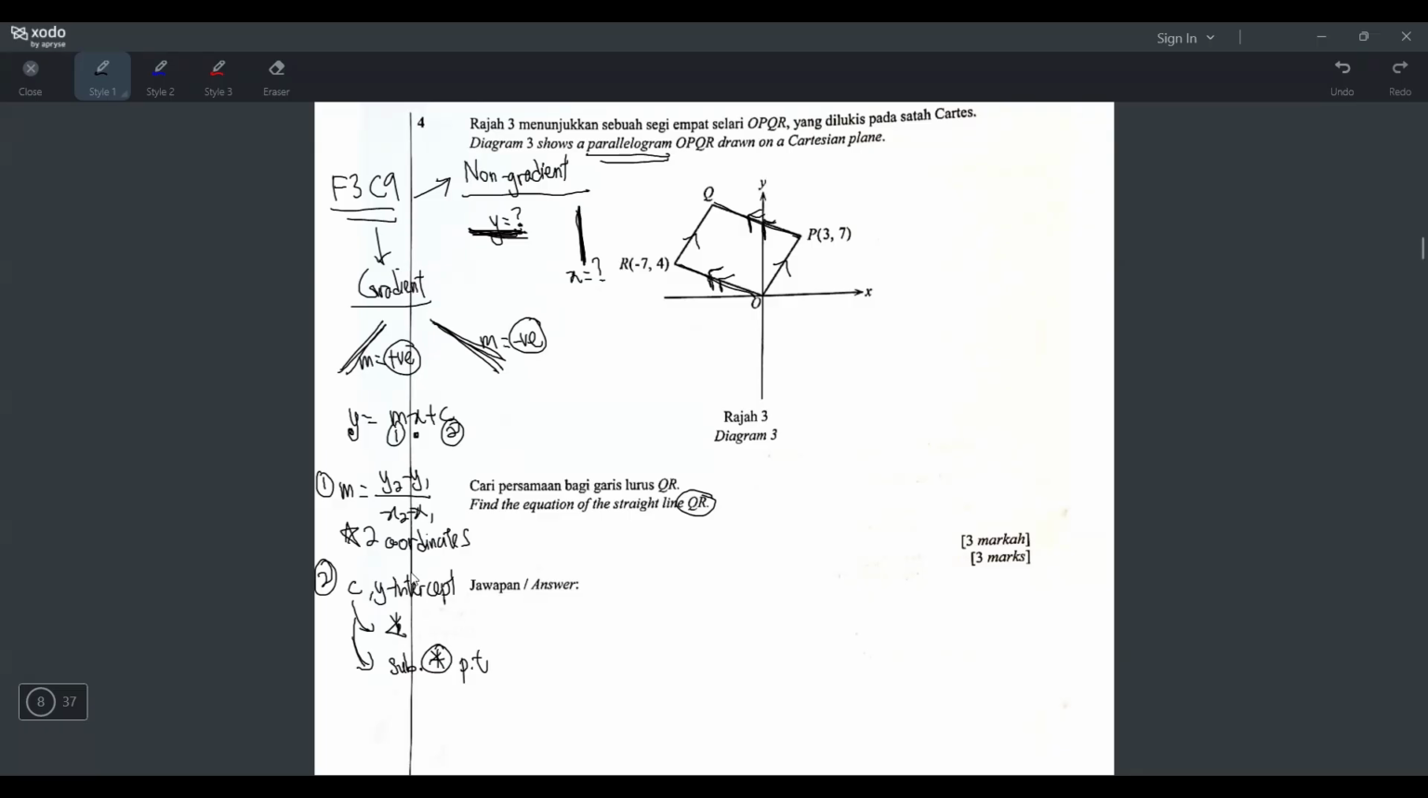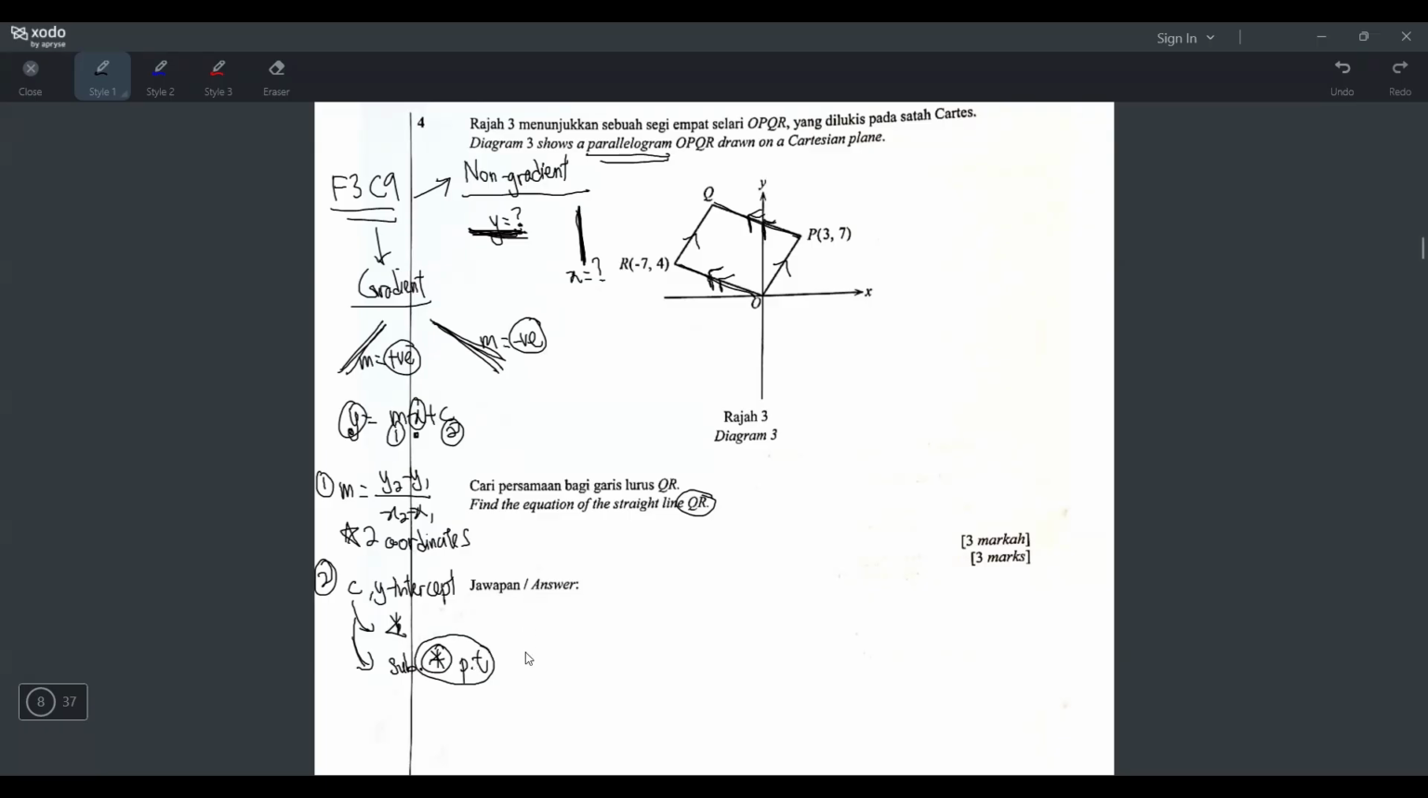It means if they never give you c and you already have your gradient, you just sub in the x and y. Because if you want to find c and you already have your gradient, the only thing you need now is the x and y. But when you sub the x and y, remember you have to sub with a point.